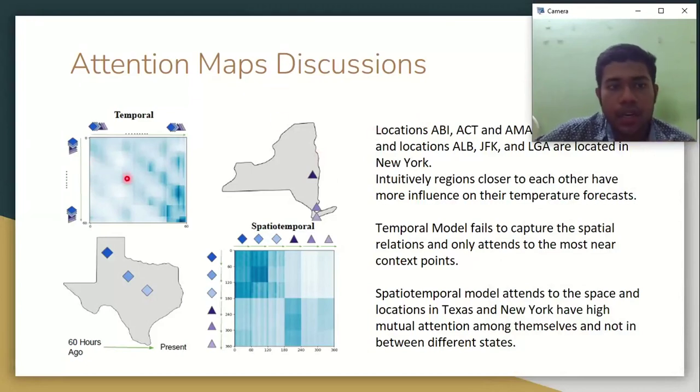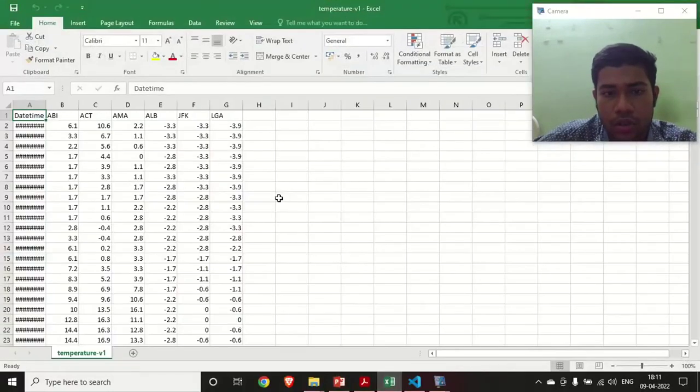In the temporal case, we are going to get an attention map as shown over here, and in the spatio-temporal case, we are going to get an attention map as shown on the bottom right-hand side over here. So the thing is, we can see that we are working on the New York, Texas weather dataset, which I'm going to show right now. So this is how the New York, Texas weather dataset looks like.